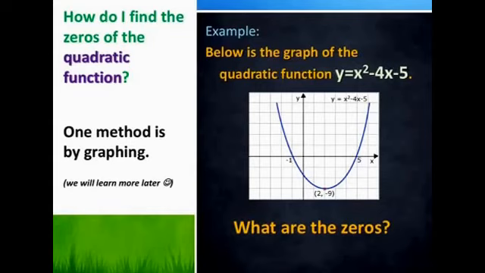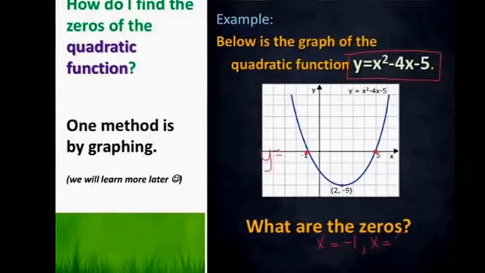Well, when y equals 0, on the x-axis, it crosses at 5 and at -1. So the solution to y equals x squared minus 4x minus 5, the zeros of the function for that equation, is x equals -1 and x equals 5.